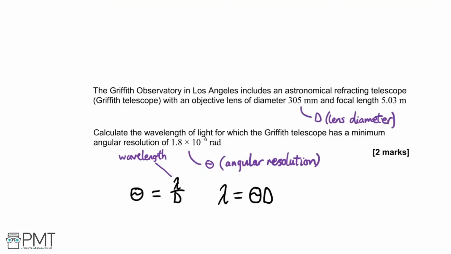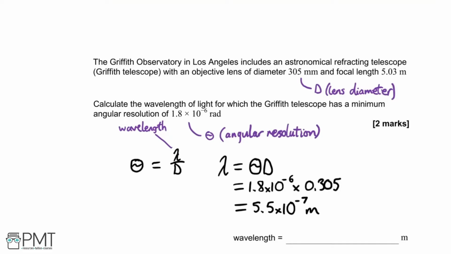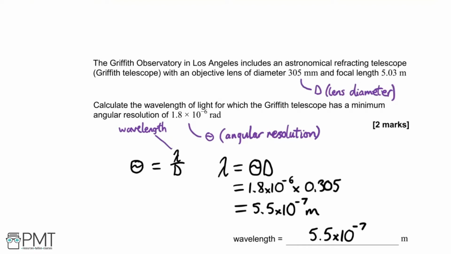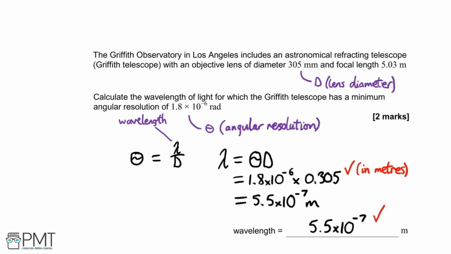So inputting our values. Now I've used 0.305 instead of 305 millimeters because we want to work in SI units. And that gives us a wavelength of 5.5 times 10 to the minus 7 meters, which is 550 nanometers. So that would be roughly green light. Now, in terms of marks for this question, your first mark will be for identifying the lens diameter and converting it to meters. And your second mark will be for getting the correct answer at the end. So 2 marks there.